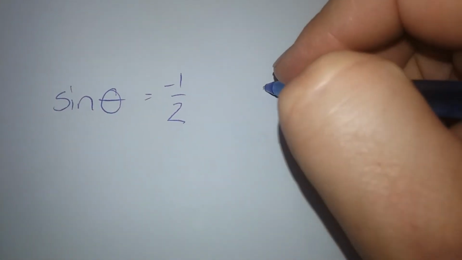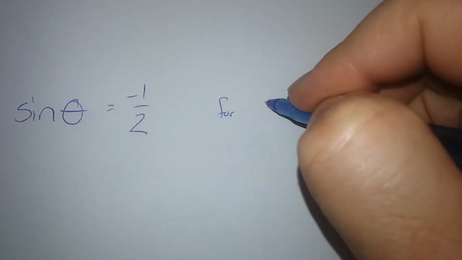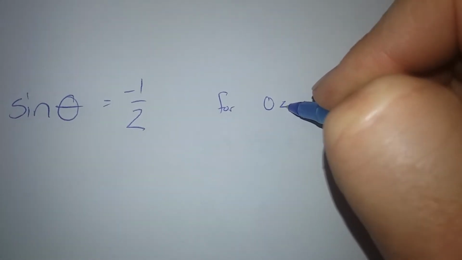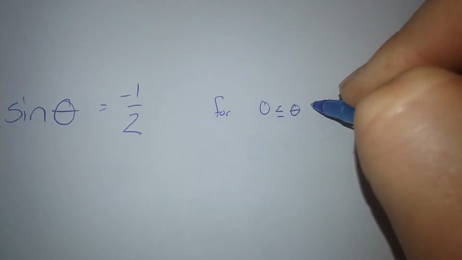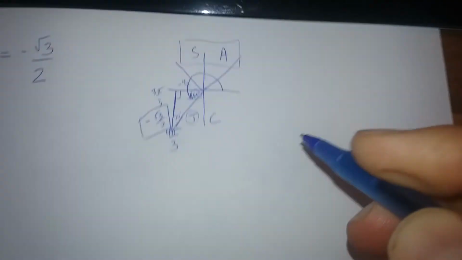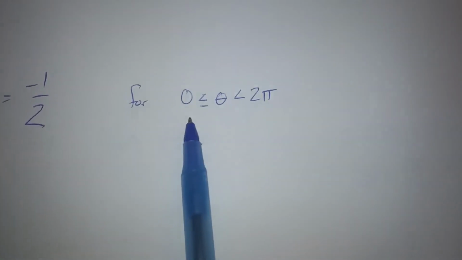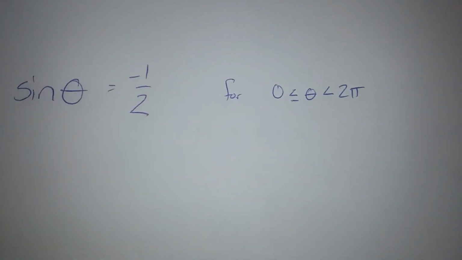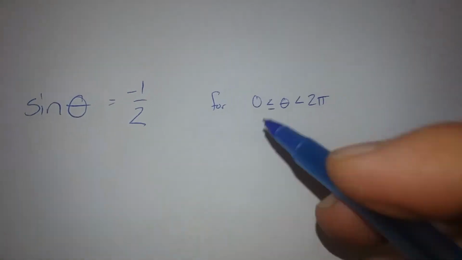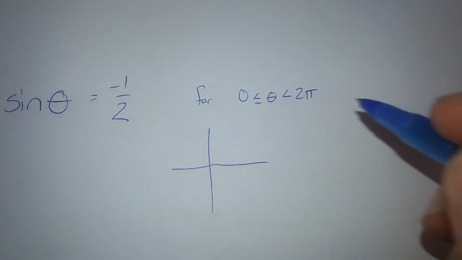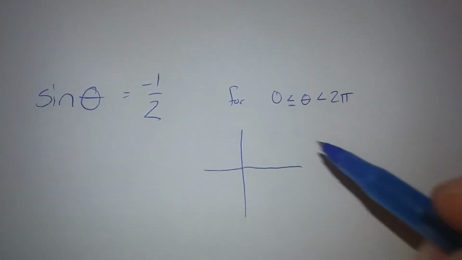So I do have to tell you, do not give me all of the answers, because you would be going forever and ever, because you can go around this circle over and over. So I just want the two answers between 0 and 2 pi. Don't go around your circle more than once. So I'm looking for an angle whose opposite is negative 1/2.